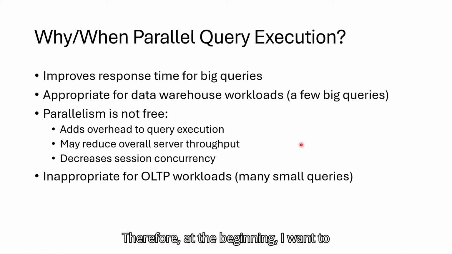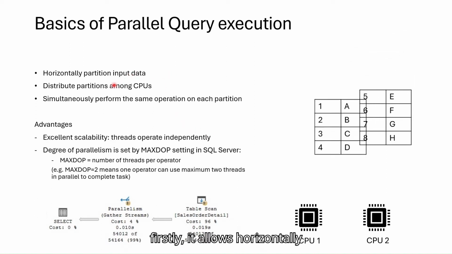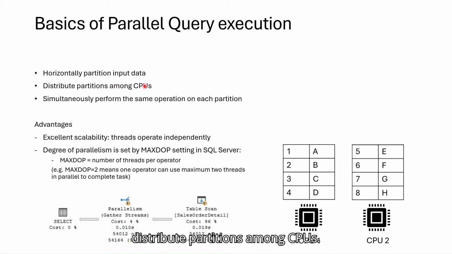Okay, therefore, at the beginning, I want to point out that parallelism does not match for all the cases. If we talk basics of parallel execution, firstly, it allows horizontally partition data. Then, distribute partitions among CPUs. And for each partition, we can do operations independently and parallelly. As a result, we can achieve high scalability.